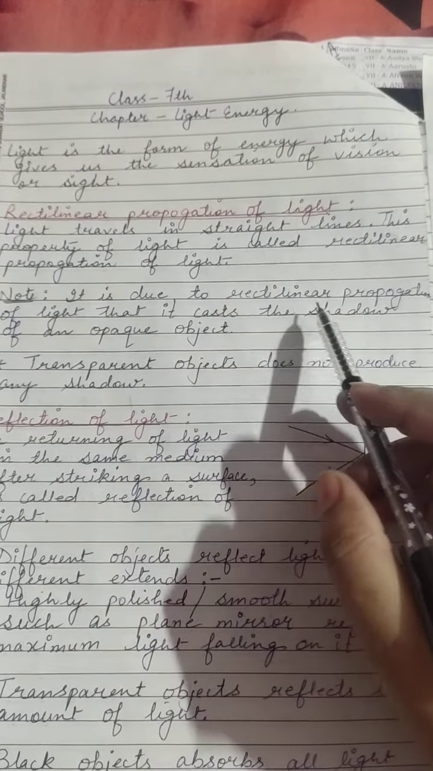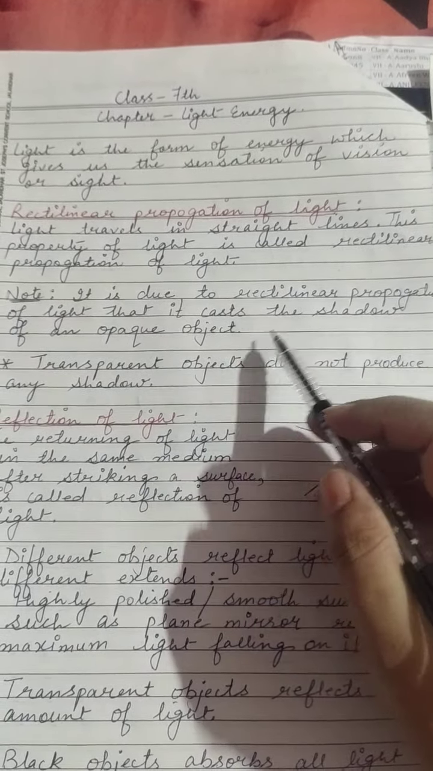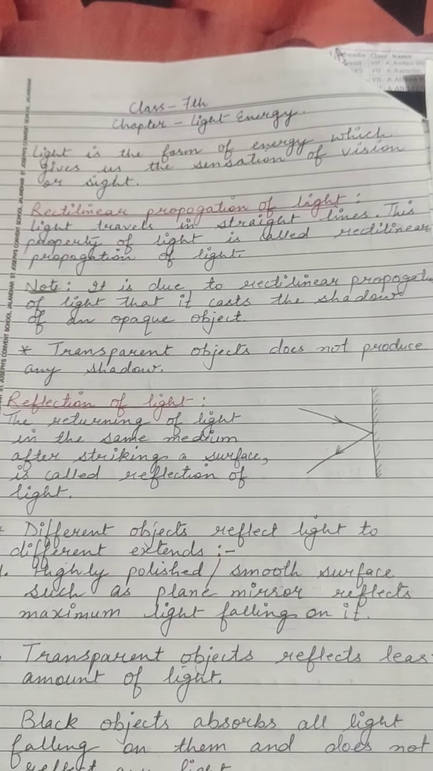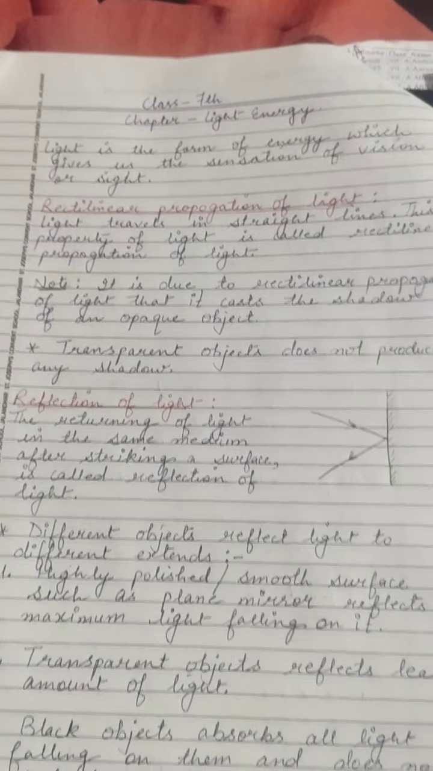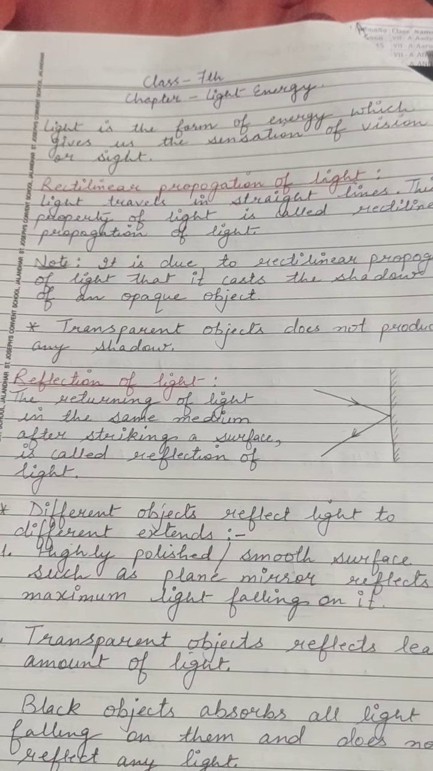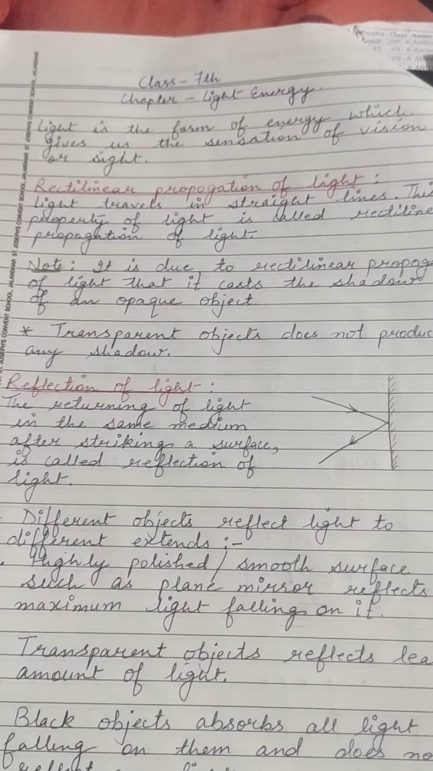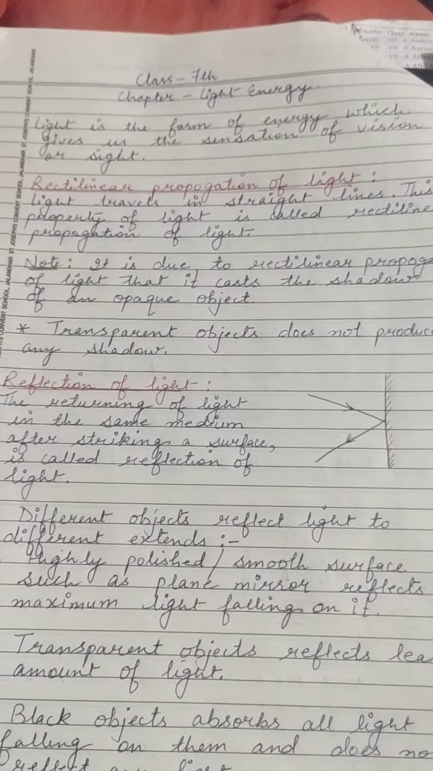Now it is due to rectilinear propagation of light that it causes the shadow of an opaque object. So how are we able to obtain the shadow of opaque objects? It is because of rectilinear propagation of light. The other point you have to remember is that transparent objects do not produce any shadow. The other points are also there in your book, that we can't see light. We can only see the other objects in the presence of light.